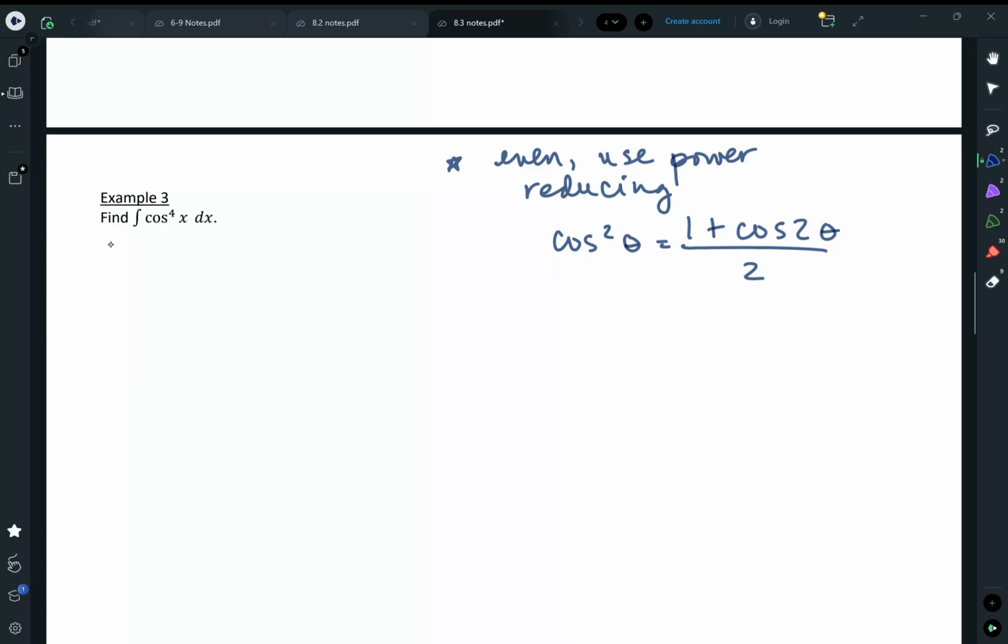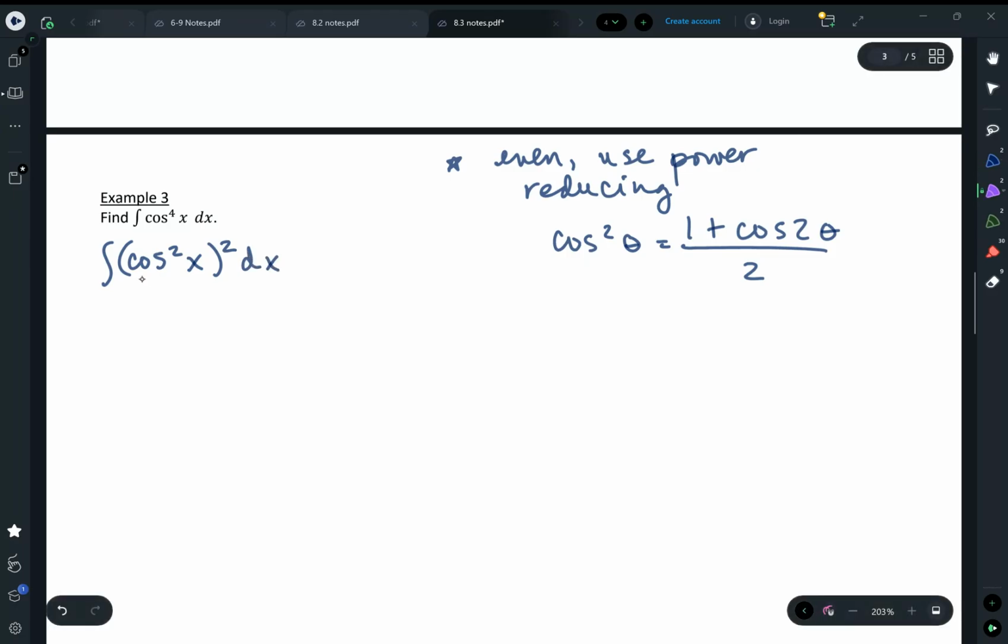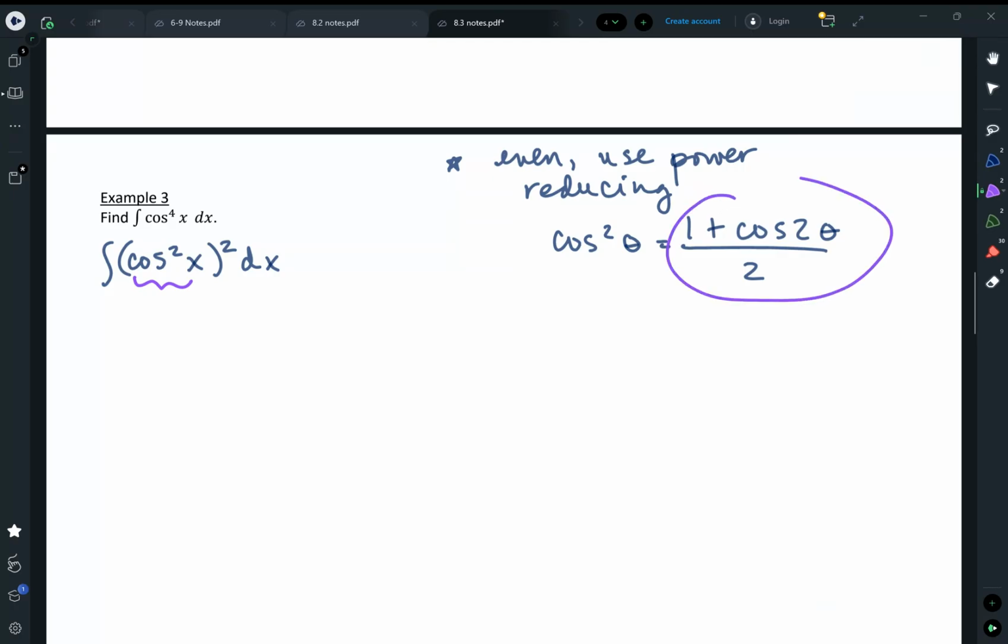So the first thing I'm going to do is rewrite this as cosine squared x and then square it. And now for my cosine squared x, for this part of it, I can go ahead and use my power reducing formula. So I'm going to write 1 plus cosine, remember it doubles the angle, 2x, and then it's all over 2, but this is still squared. So when I square my numerator, 1 squared is 1. Remember, to get my middle term, I'm multiplying 1 times cosine 2x, which is cosine 2x, but then I'm doubling it. So it's going to be 2 cosine 2x.